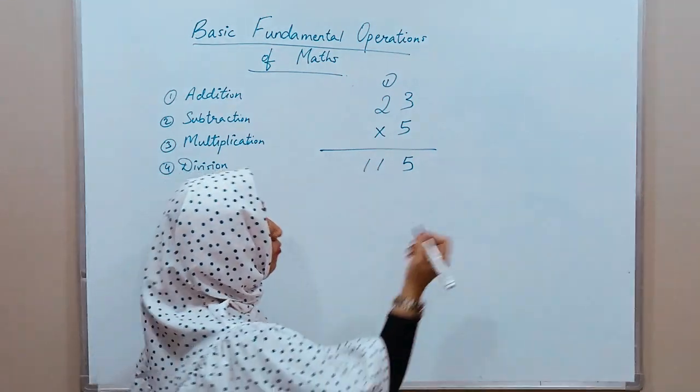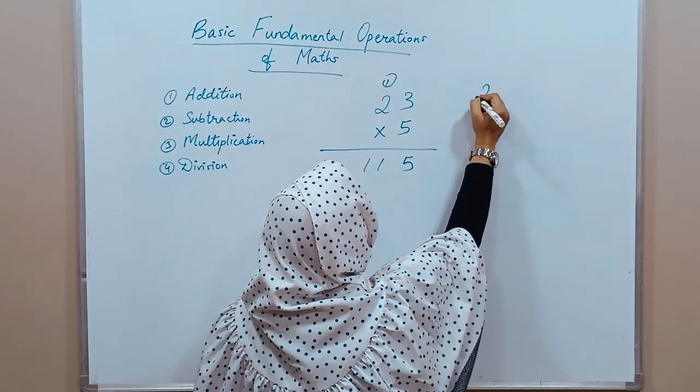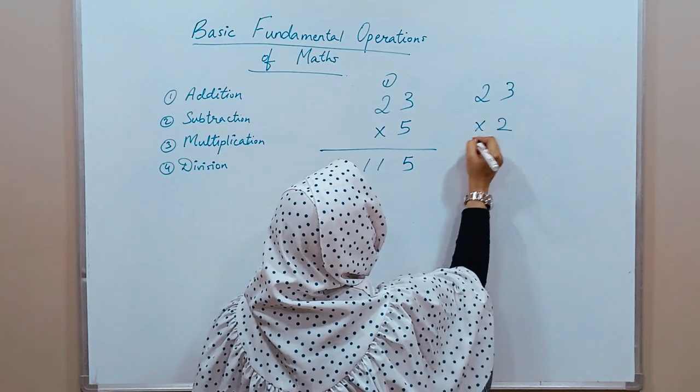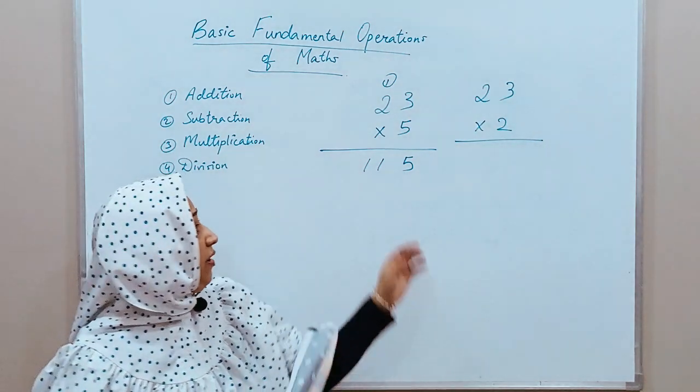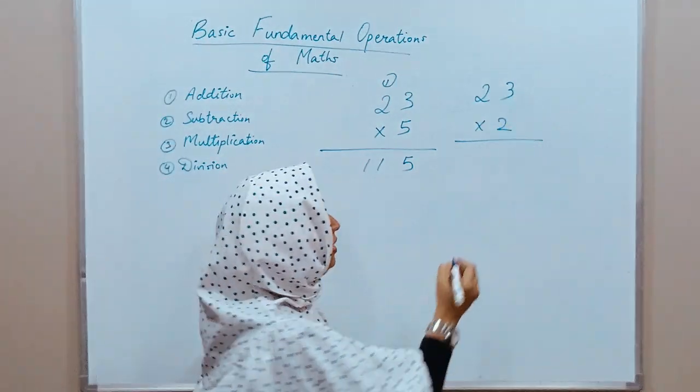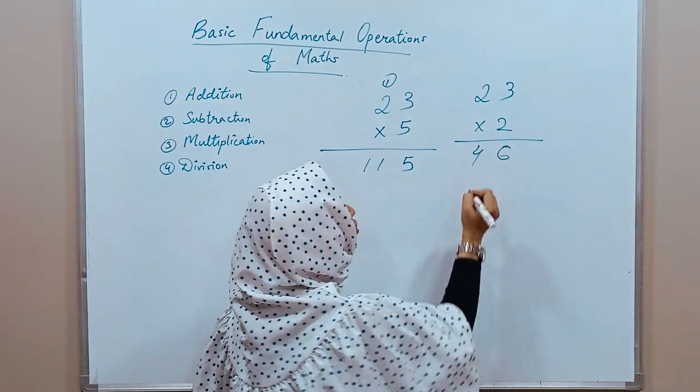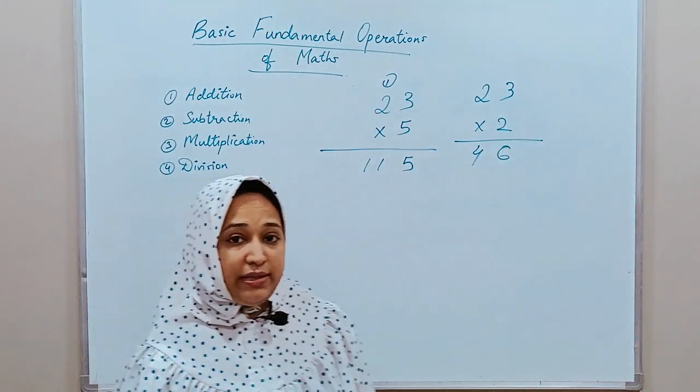Now let us take a smaller number. Suppose I say 23 into 2. Here we do not have any carry, right? Now 2 into 3 is 6. 2 into 2 is 4. So 23 into 2 is 46.